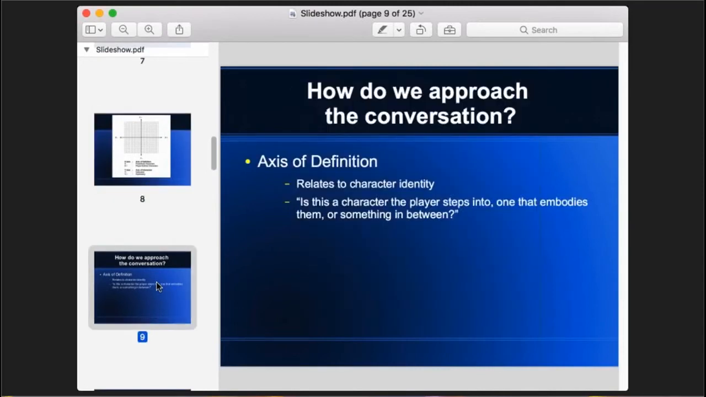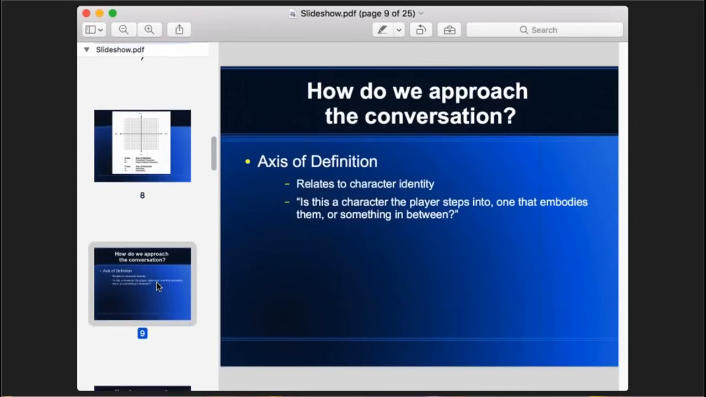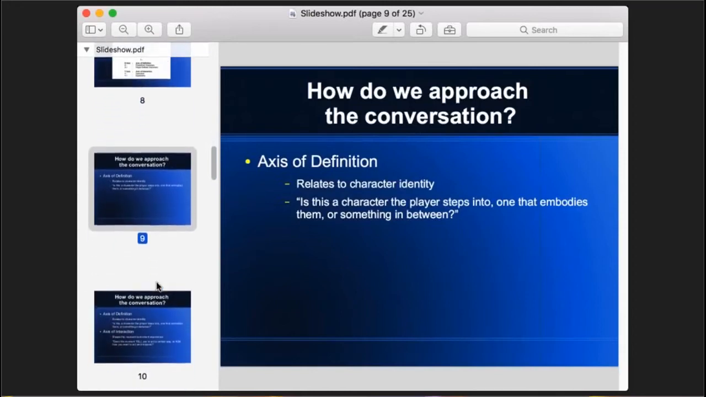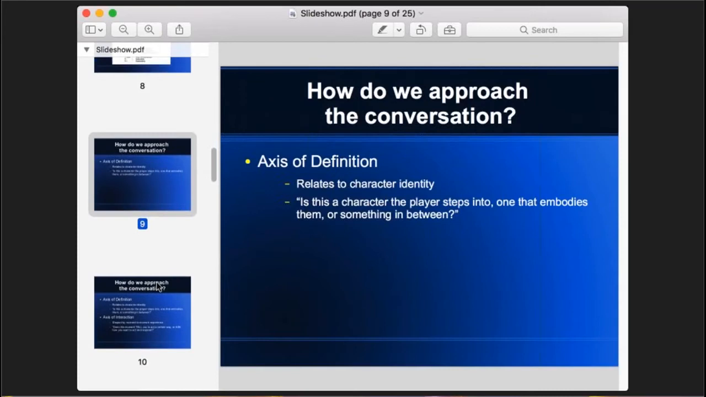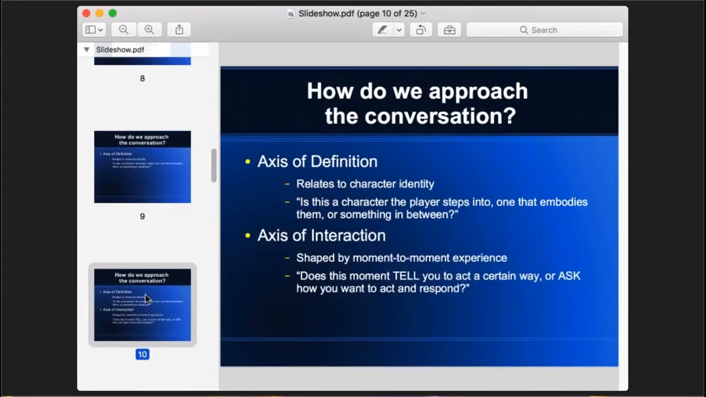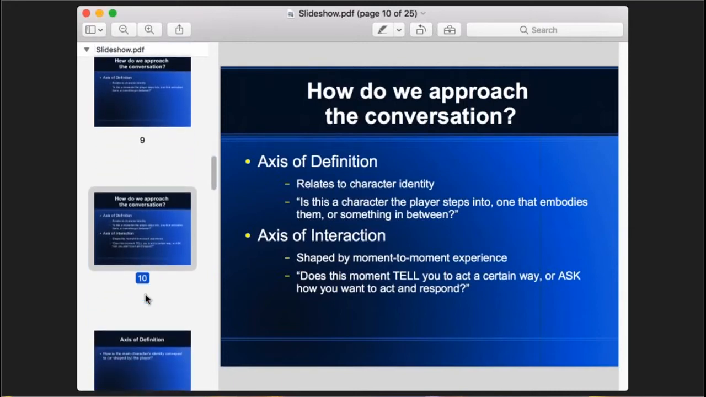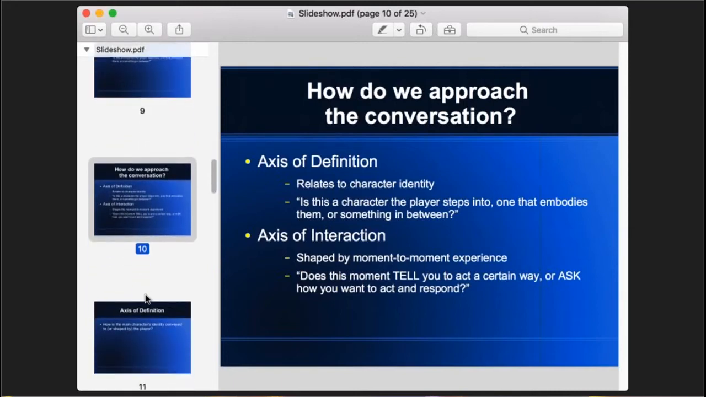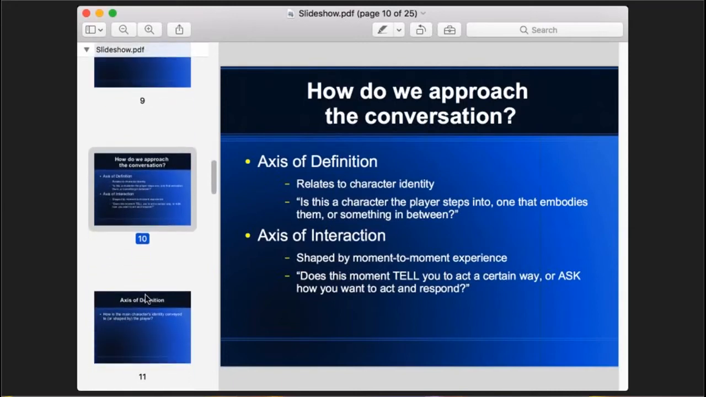So to kind of break these down a little more, the axis of definition asks, is this a character the player steps into, one that they embody, or one that embodies them, or is it somewhere in between? The axis of interaction asks, does this moment tell you to act a certain way, or does it present you with a situation and say, hey, how do you want to handle this?